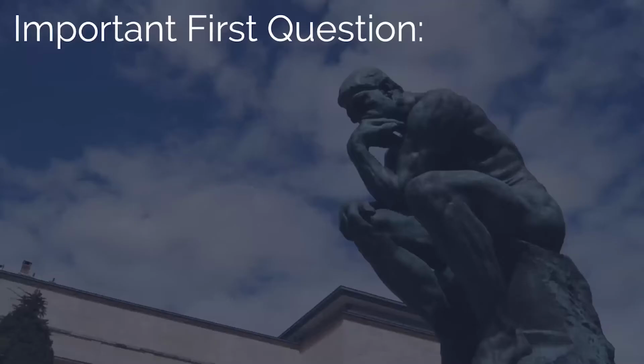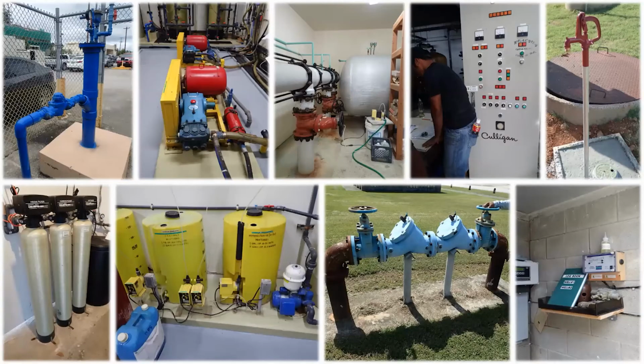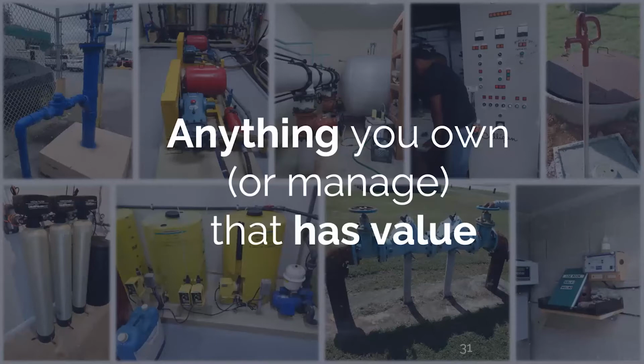So let's talk a little bit about these questions. So first important question is obviously, what is an asset? I think this picture here provides some good examples. We've got wellhead, treatment equipment, pumps, distribution line, valves. Basically, an asset is anything that you own or manage that has value. And the "or manage" is important, particularly because in some cases, particularly with stormwater systems and things like that, you might actually be managing assets that you don't actually own. So you have to think about both of those things.